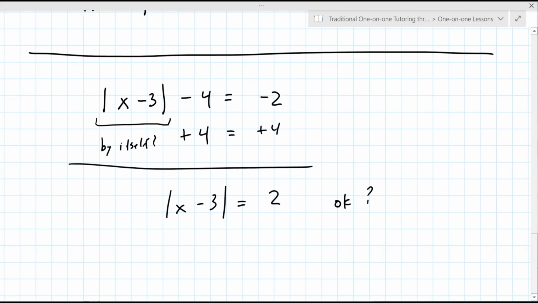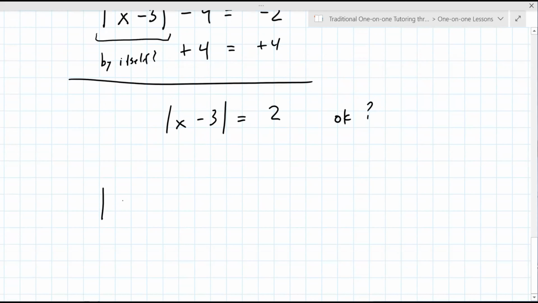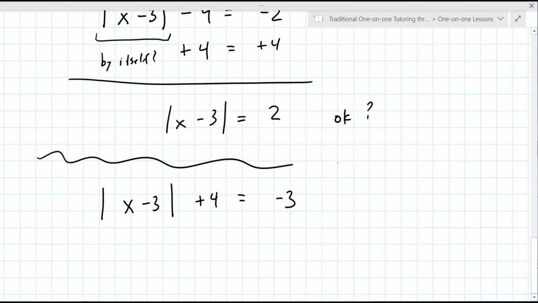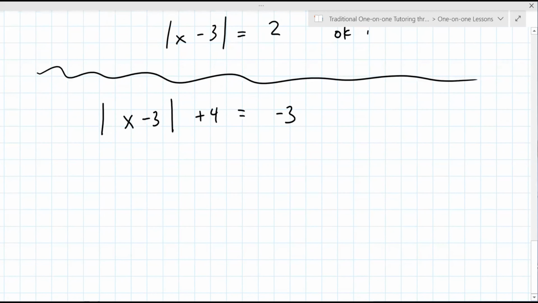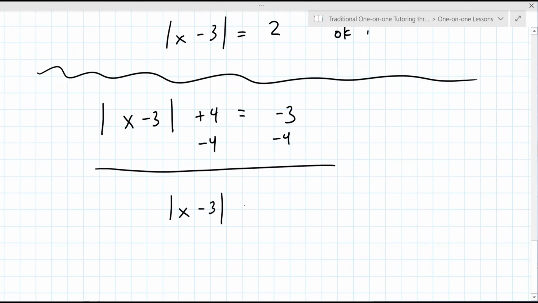Yes. It is okay. But now let's look at another one. Let's say it's absolute value x minus 3 plus 4 equals negative 3. What is the first thing to do here? You have to isolate this absolute value, which means you have to undo this other stuff. So you have to subtract 4. Yes, so this becomes the absolute value of x minus 3 equals negative 7. All right, and is that okay? No. Because it's negative.